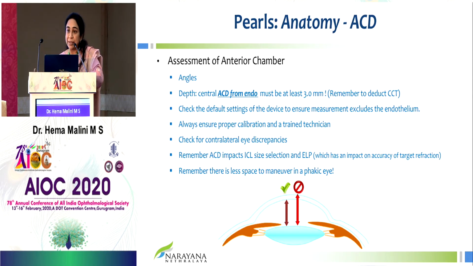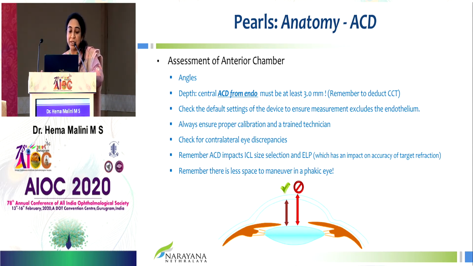So let us look at the measurement of the anterior chamber depth. What are the other parameters while measuring the anterior chamber depth that one needs to give importance to? One would be the angles, of course, and then make sure that the measurement values are taken from the endothelium and don't include the central corneal thickness, which many machines by default would have set. So make sure before you read the anterior chamber depth values that the value is taken from the endothelium and does not include the entire corneal thickness.